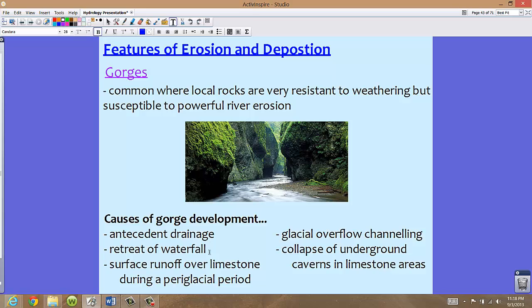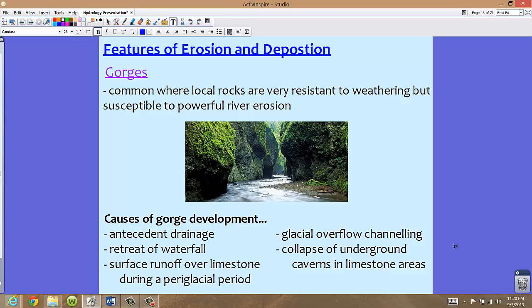Perhaps we have a retreat of the waterfall. So maybe the water doesn't flow anymore over a waterfall, but it has to go somewhere. Perhaps the gorge is due to surface runoff over limestone during a periglacial period. Now periglacial sort of means that this land is not necessarily frozen underneath a glacier, but it actually is near a glacier. So maybe it has a frozen period, but it's not actually glacial.